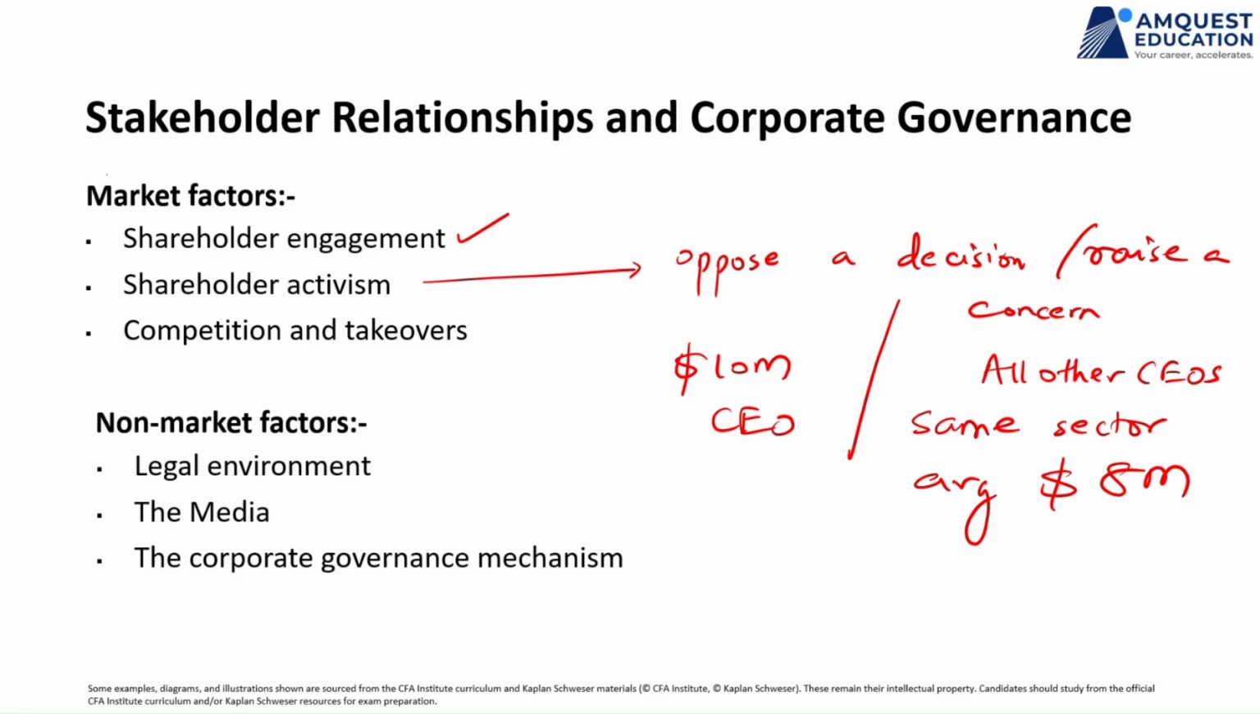Now, the company needs to take a decision around it. The company can act two ways. The company can ignore this and continue paying this. The shareholders can't do much. Minority shareholders can't do much.